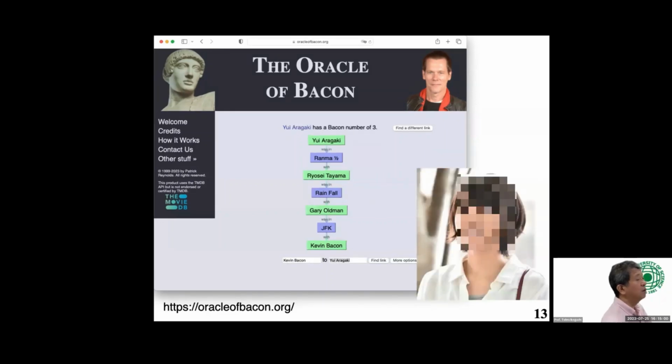Next, I will show the result for Yui Aragaki, another Japanese actress. First, Yui Aragaki co-starred with Ryosei Tayama in the movie Ranma 1/2, and Ryosei Tayama acted in Rainfall with Gary Oldman, and Gary Oldman co-starred with Kevin Bacon in JFK. So Yui Aragaki also has the Kevin Bacon number 3.